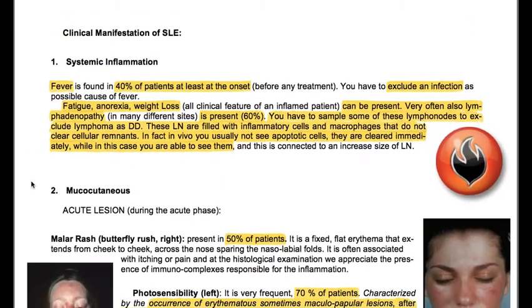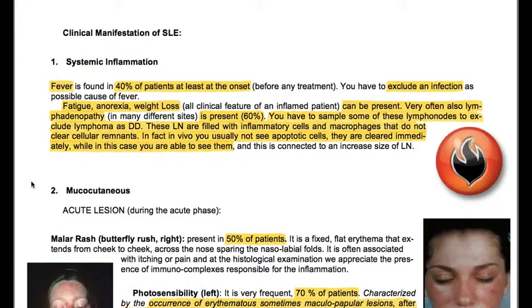The clinical manifestations of SLE are systemic inflammation. So, fever is found in 40% of patients at least at the onset before any treatment. You have to exclude an infection as possible cause of fever. You have also fatigue, anorexia, weight loss. All clinical features of an inflamed patient can be present.